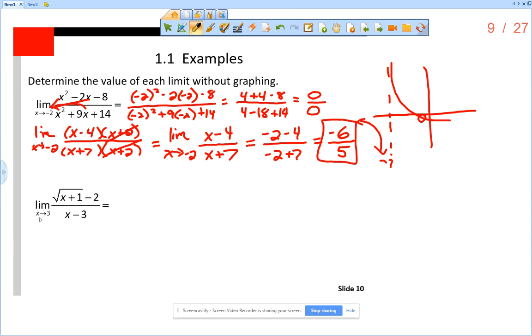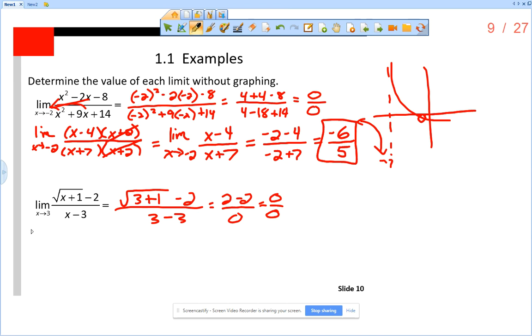All right. Moving on. The limit as x approaches 3. Now when we see a square root, we most likely are going to use our other method of simplifying, and that is using the conjugate. So let's first do step 1, substitute what we are approaching. The square root of 3 plus 1 minus 2, divided by 3 minus 3. 3 plus 1 is 4. Square root of 4 is 2, minus 2 over 0. So 0 over 0. Once again, that means we have more work.